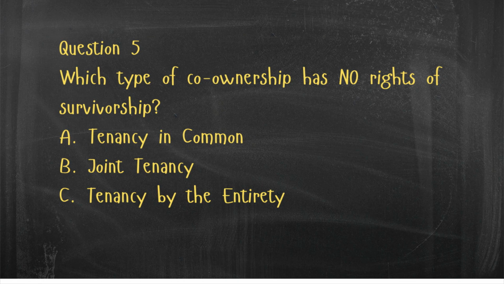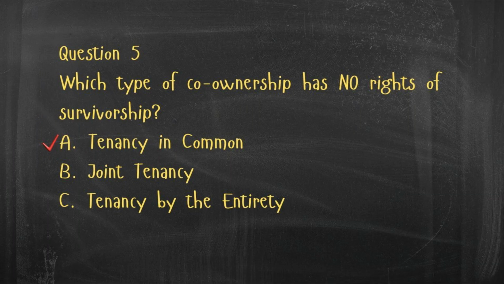Question number 5. Which type of co-ownership has no rights of survivorship? A. Tenancy in common. B. Joint tenancy. C. Tenancy by the entirety. The answer is A. Tenancy in common.